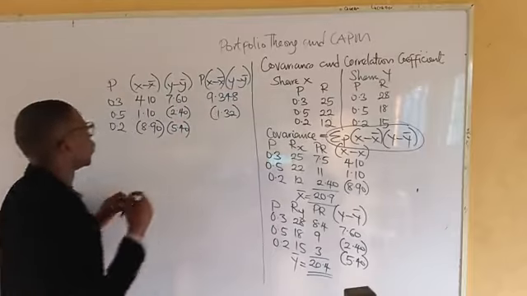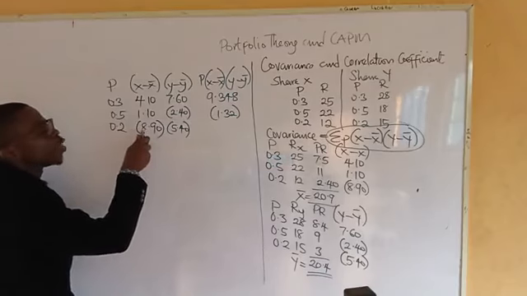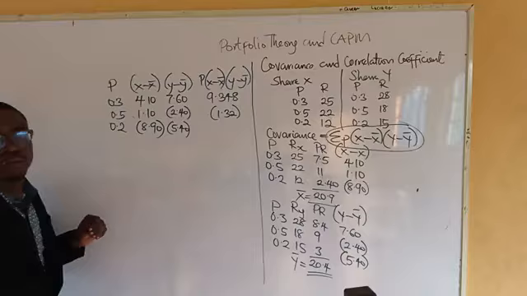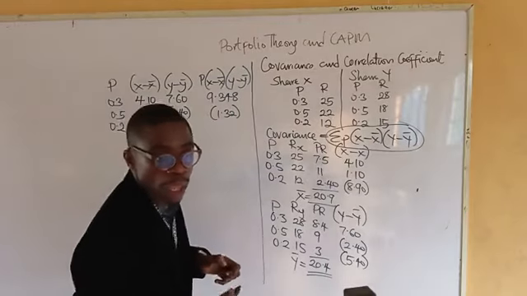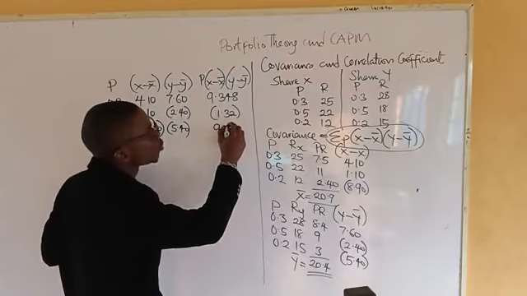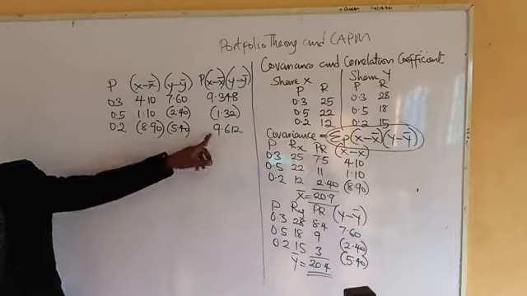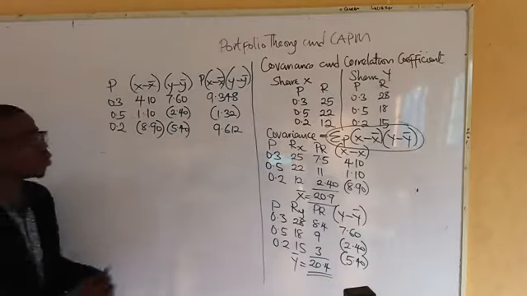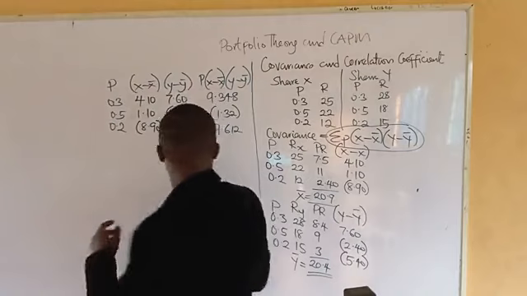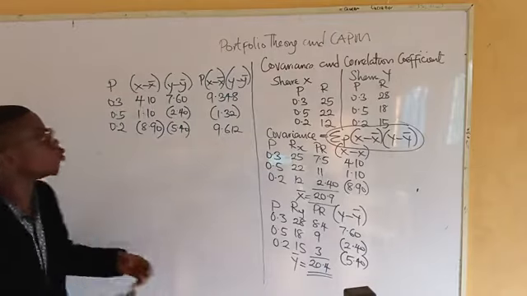So it is 0.2 times minus 8.9 times minus 5.4, which gives 9.612. The reason we are getting plus here is because minus times minus gives plus. We have not yet arrived at our covariance. Look at the formula: it remains summation. Summation means addition, so let's add it together now.